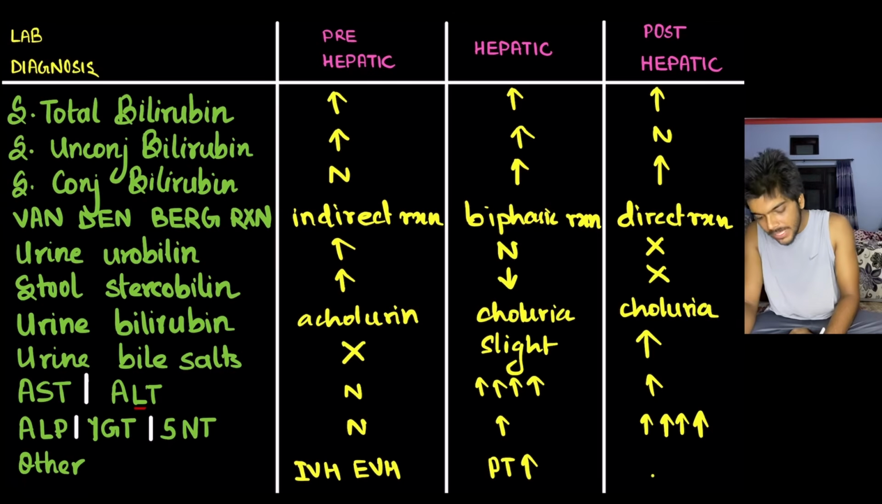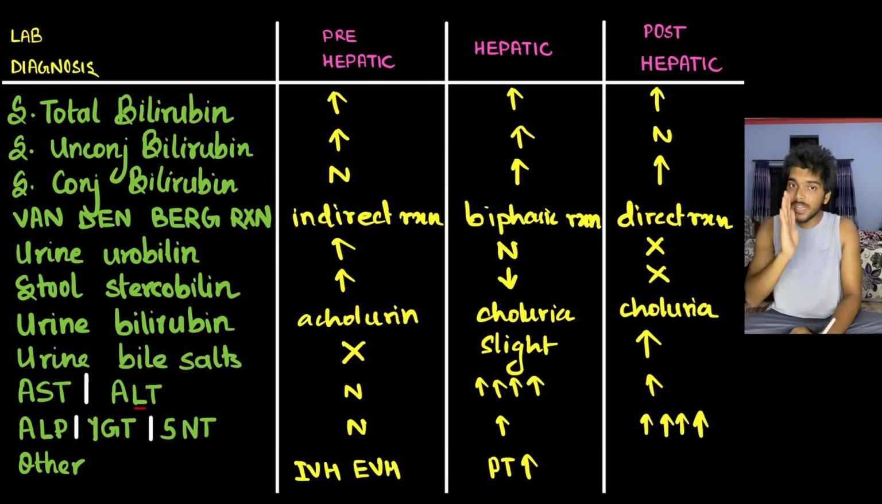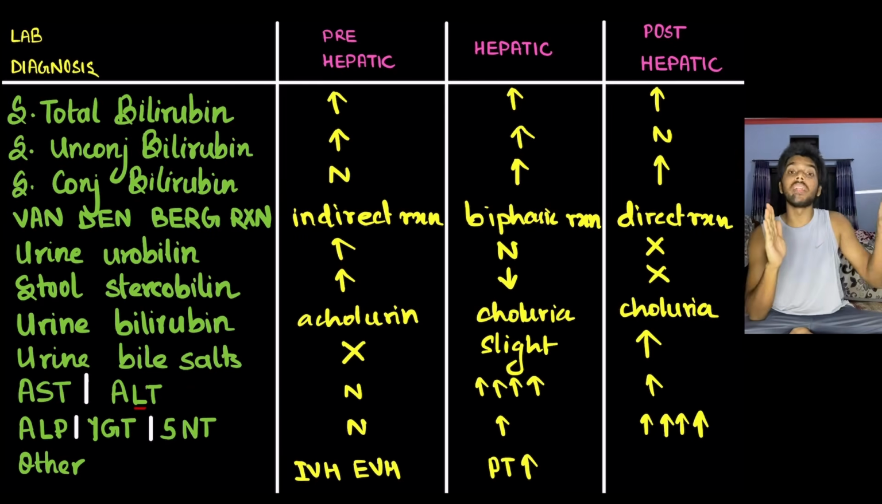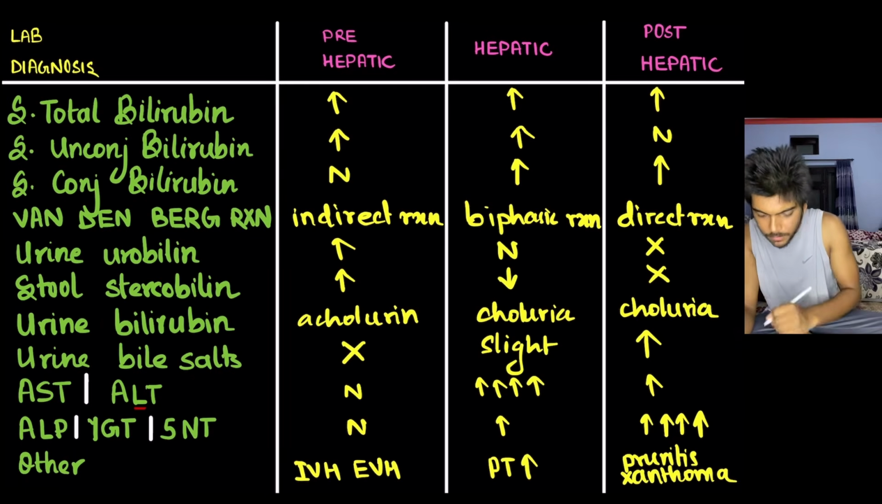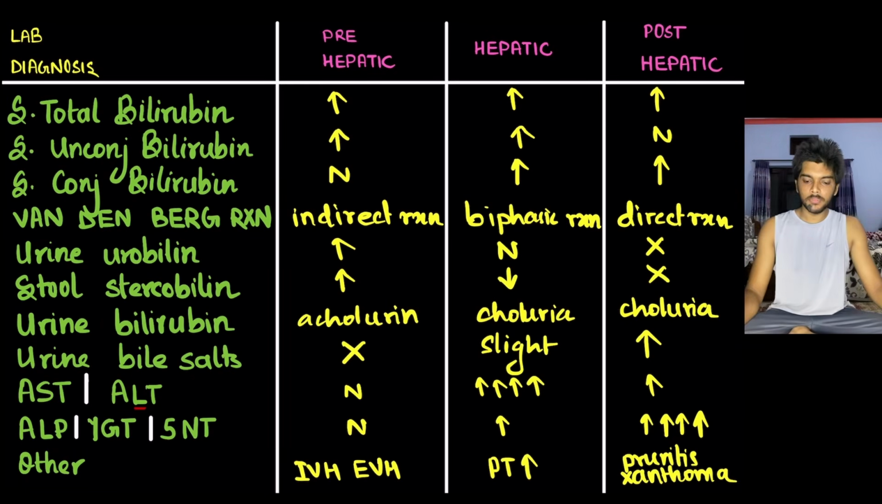As for post-hepatic, there is cholestasis. Due to cholestasis, the conjugated bilirubin is pushed back into the circulation. But at the same time, bile salt and cholesterol is also pushed back into circulation. Due to bile salt, there is pruritus, and due to cholesterol, there is xanthoma. That's it.